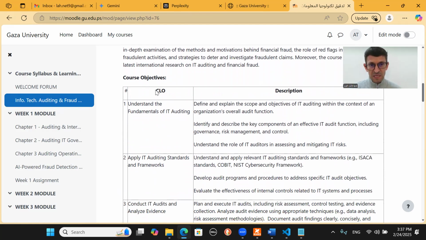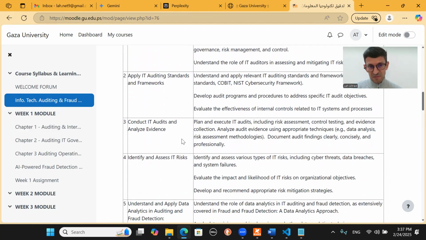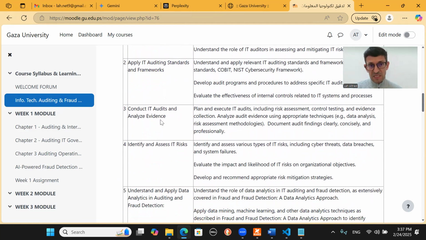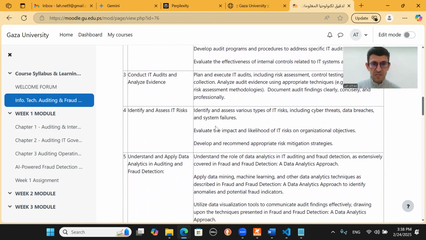So the course learning objectives are listed in this table. We need to understand the foundations of IT auditing, and apply IT auditing standards and frameworks. You have probably done some of that during your bachelor degree. Conduct IT audit and analyze evidence. For that, of course, we need to provide evidence to our decision makers so they can make changes to their business strategies or organization policies.